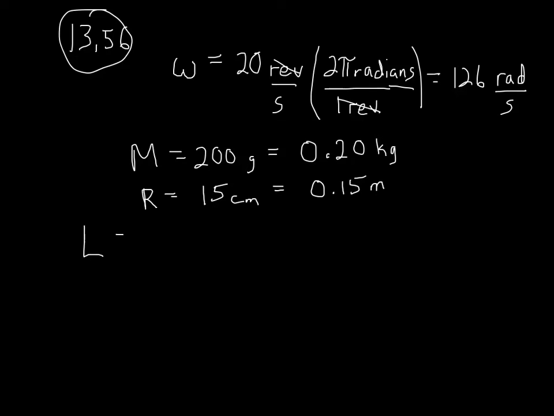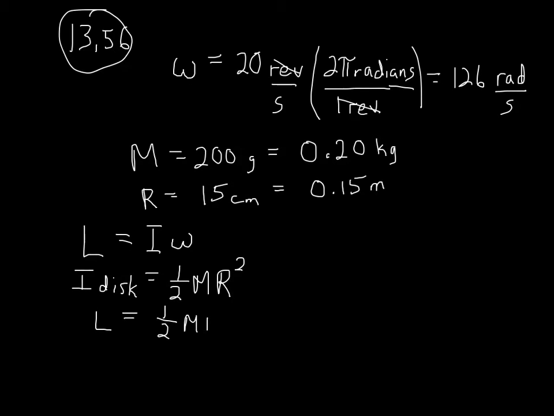Angular momentum L is equal to rotational mass, also known as the moment of inertia, times omega. I am told to treat my Frisbee as a disk, so I need the moment of inertia of a disk. I can go back to my table from chapter 12 to find my moment of inertia is equal to 1/2 mass times radius squared. So I plug this into my equation. I find L, angular momentum, is equal to 1/2 m times r squared times omega.